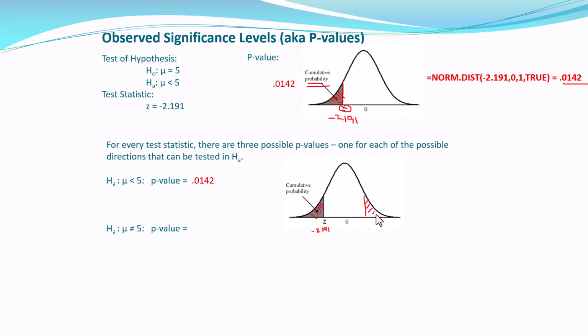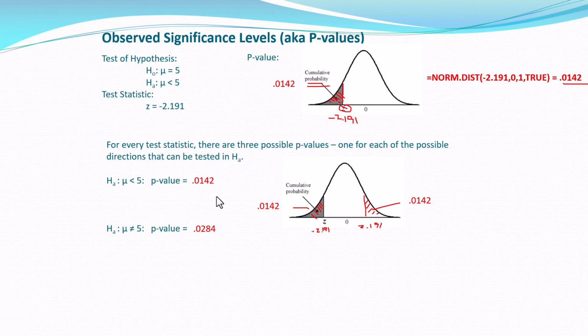This would be the probability above a positive 2.191. And collectively, that's the probability of seeing a test statistic, when you're looking in both directions, that's further out than a negative 2.191. Well, we know those probabilities. The probability in the lower tail is 0.0142. The probability in the upper tail is 0.0142. And so the two-tailed probability is 0.0284.